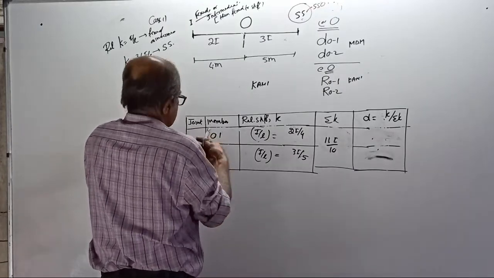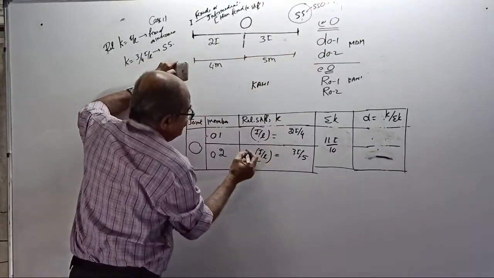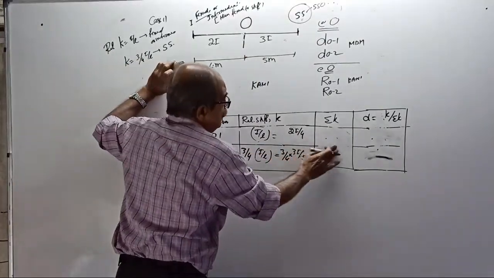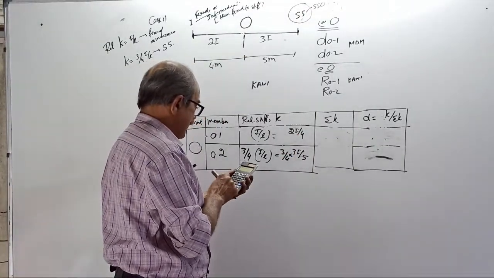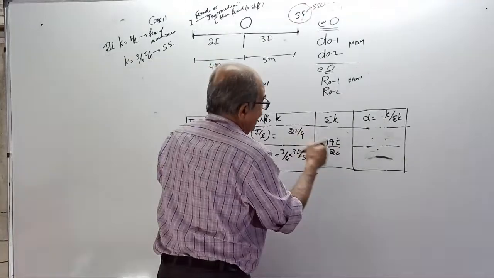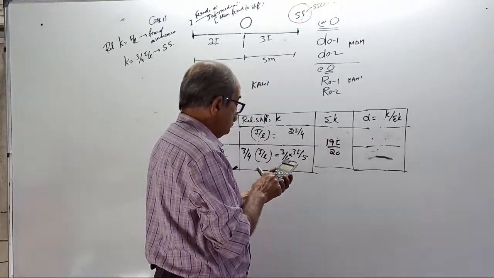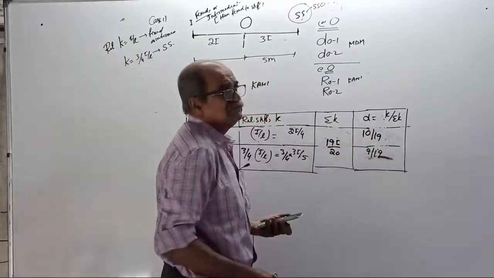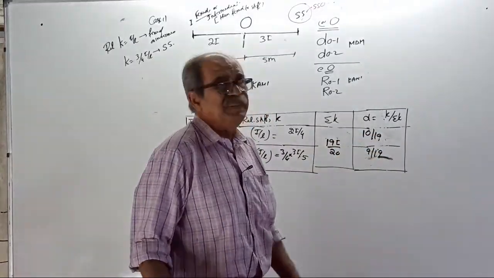This side is I by L, fixed end, same answer, I by L. That side is 3 by 4 of I by L, which is 3 by 4 of 3I by 5. When you add, you will get 2 by 4 plus 3 by 4 of 3 by 5. It will come 19I by 20. Now if you divide, the answer will come as the reciprocal into 0.5. This will come 10 by 19 and 9 by 19 for the MD method. For Kani's method, it will come minus 10 by 38 and minus 9 by 38.